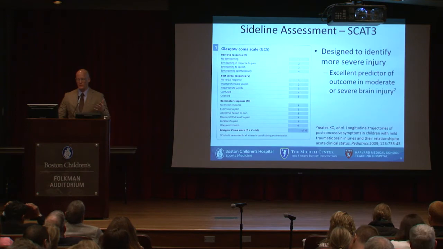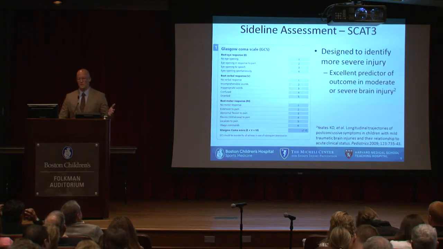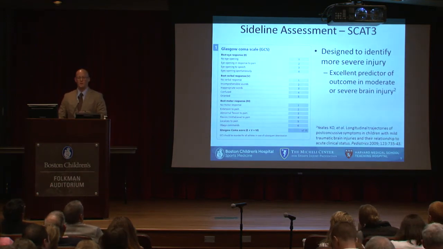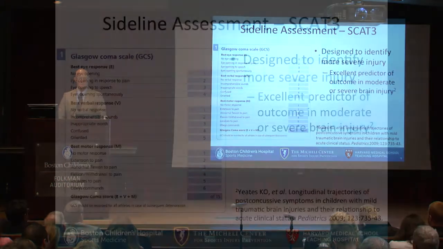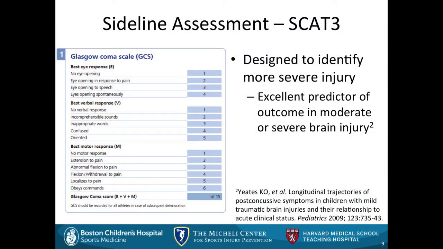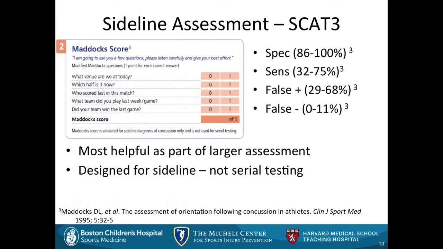So they start off with this Glasgow Coma Scale. This is not designed for concussion. This is designed for moderate and severe head injury. So the first part of the SCAT3 is one more step of trying to filter out the kids who need more attention than just a concussion. It's been proven to be an excellent predictor of outcome in moderate and severe brain injury. We're utilizing it in this fashion to try and make sure that all we're dealing with is a much more mild brain injury. The next step of it, in the second section, is the Maddocks score.